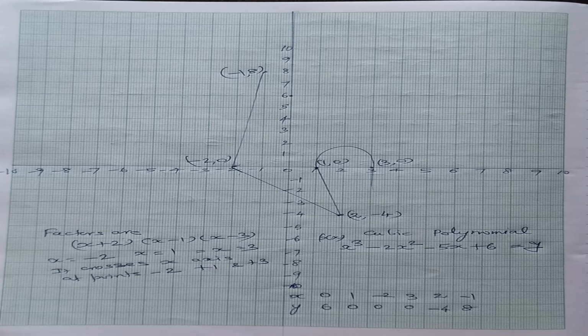Now look at the cubic polynomial x to the power of 3 minus 2x squared minus 5x plus 6 is equal to y. Here x and y values are 0, 6; 1, 0; minus 2, 0; 3, 0; 2, minus 4; minus 1, 8. Here the value of y is 0 in three places. That is where x has got 1, minus 2 and 3. So the curve touches the x-axis at points plus 1, minus 2 and plus 3.